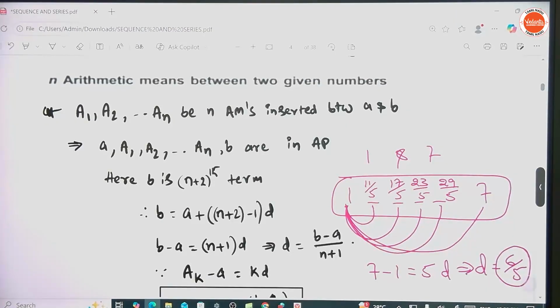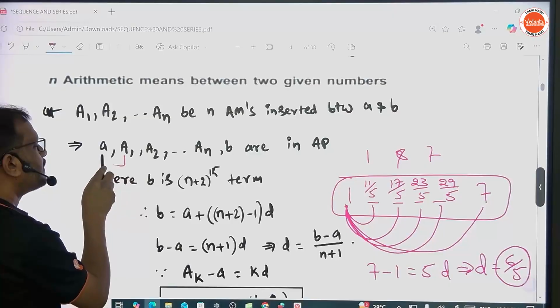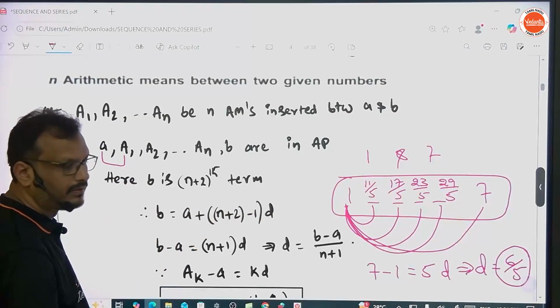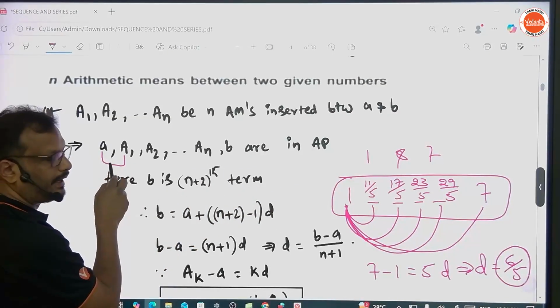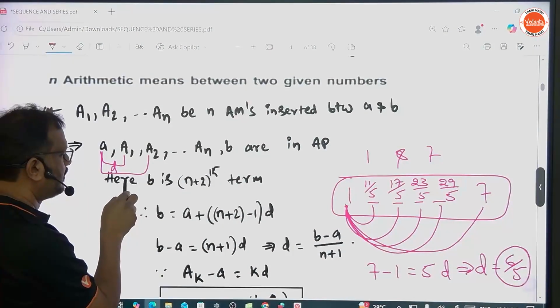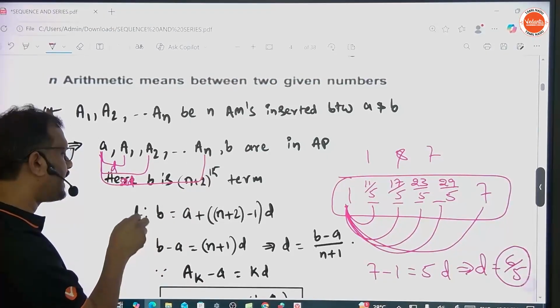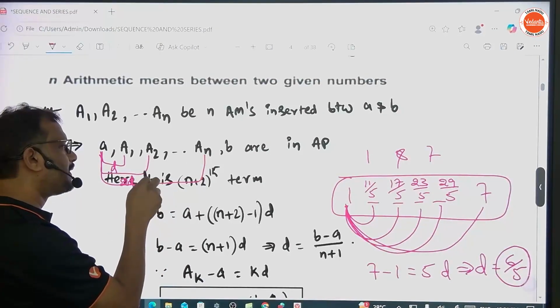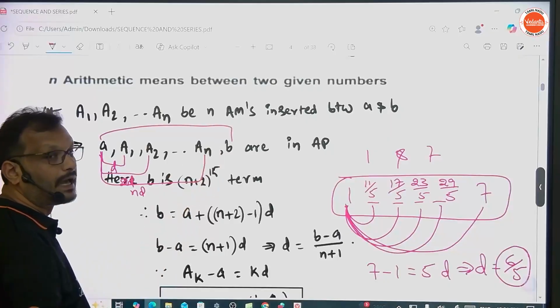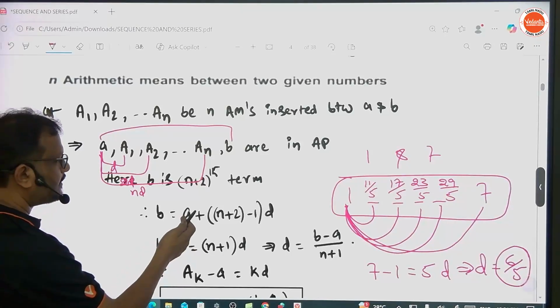Got it, no? According to this, tell me now, what is the difference of these two? Same format we will follow. This is D. What is the difference of these two? 2D. Difference of these two? ND. Next difference of these two? N plus 1 into D. Increasing, no? So n plus 1.